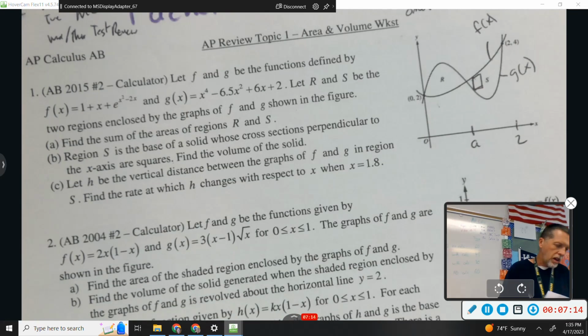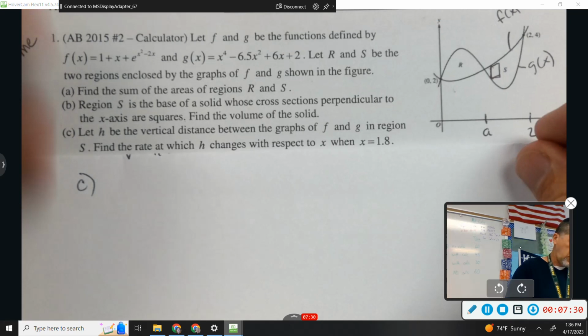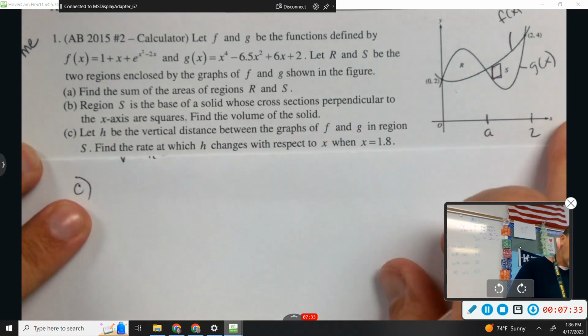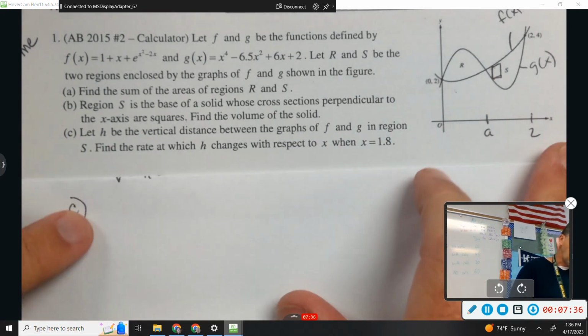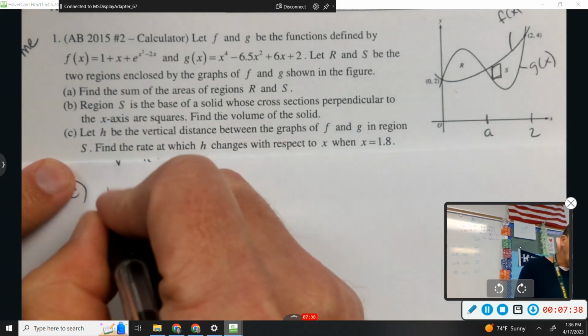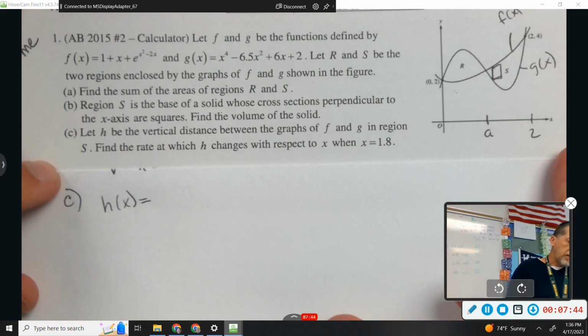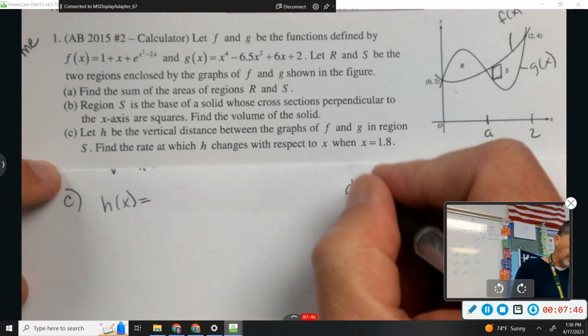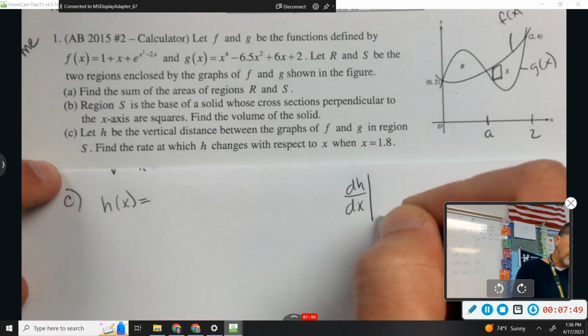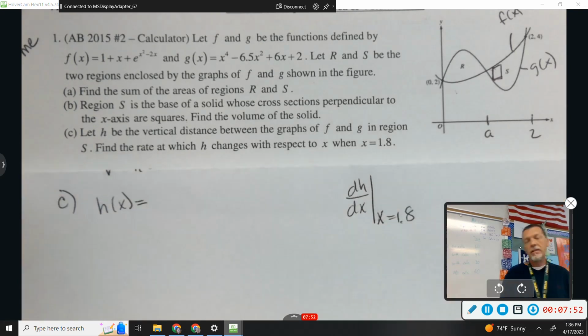Part C. Let h be the vertical distance between the graphs of f and g in region S. So, vertical distance between f and g in region S. That sounds like a derivative because it says rate in there. Yeah, but before we get to the rate, I'm just trying to start somewhere. Find the rate at which h changes with respect to x when x equals 1.8. Okay, so what they're looking for is dh/dx when x equals 1.8.